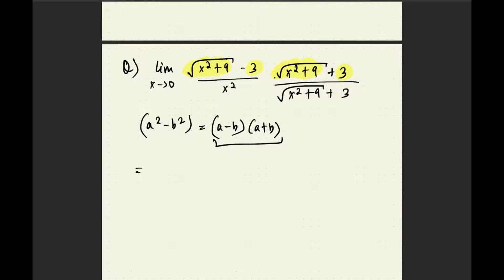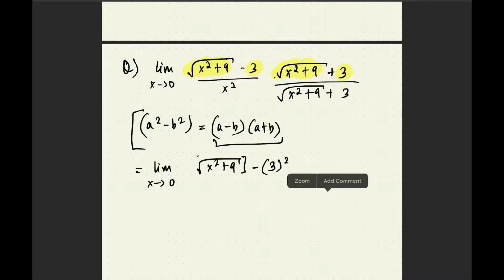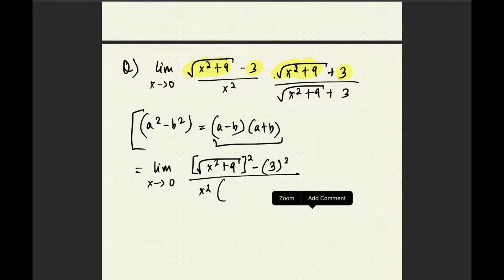So you can basically just write it down as the limit as x approaches 0. Your a is under root x squared plus 9, right? And your b is a 3. So using the expression over here, we are going to put the minus sign over here, and we're going to square both our a and our b. At this point, you're just going to leave the denominator as it is. So I'm just going to put it as x squared multiplied by the root plus 3. Okay, so then let's go ahead and further evaluate this.